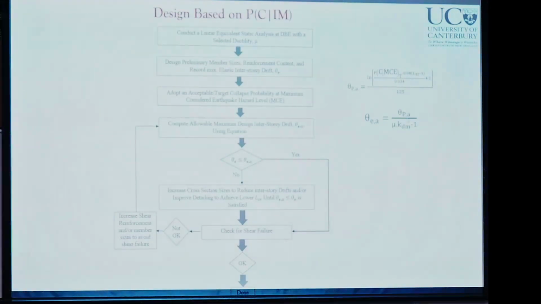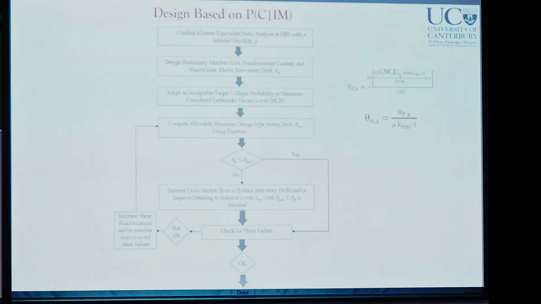So now we've got this simplified equation to predict collapse probability. If we rewrite that equation from a target probability of collapse, we can actually get an allowable interstory drift, the plastic interstory drift. And from there, we can calculate the allowable elastic interstory drift. So using these two equations, we have proposed a very simple design method for reinforced concrete structures. It's very simple, and it's performance-based. It is probabilistic.